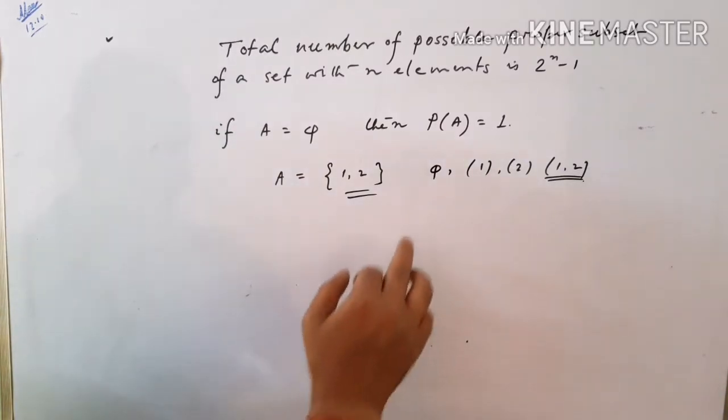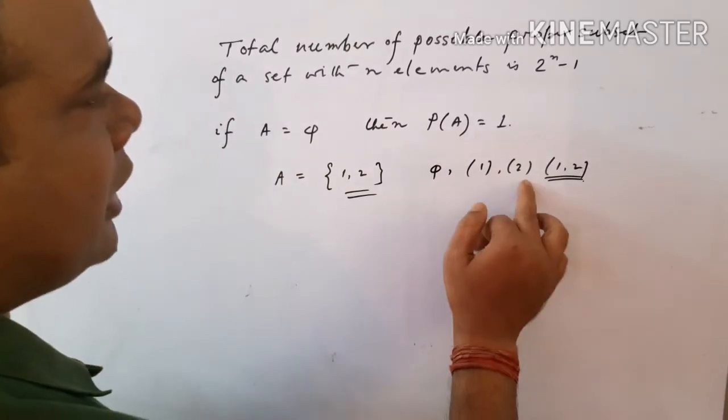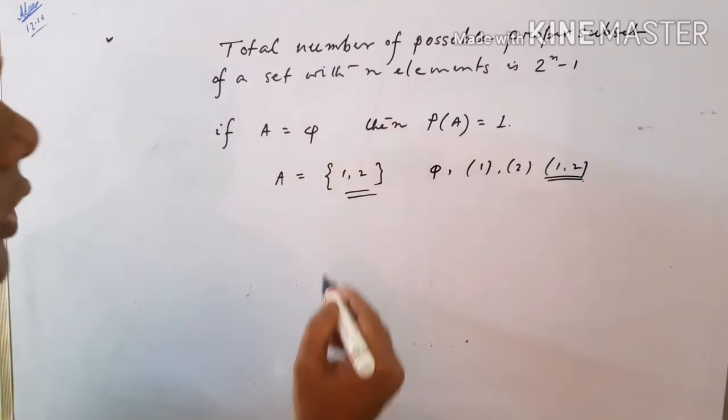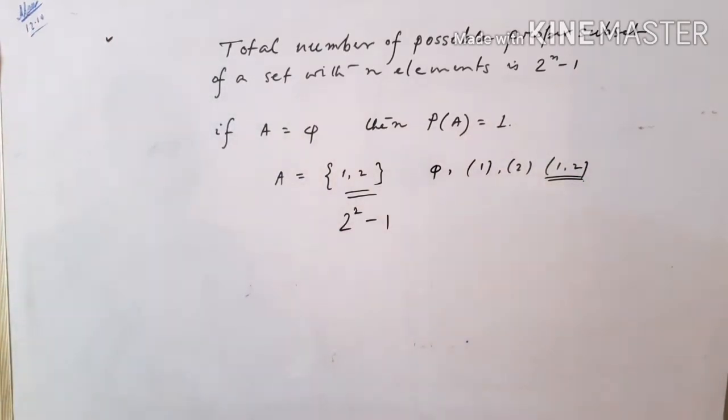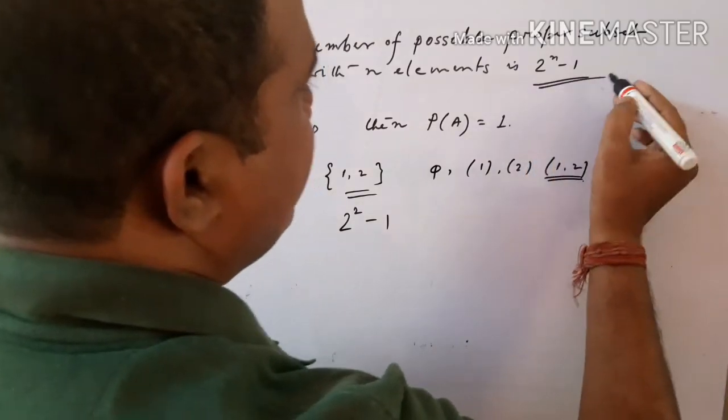So how many proper subsets are there? {}, {1} and {2}. So the total number of proper subsets is 2 to the power 2 minus 1. So for a set with n elements, the total number of possible subsets is 2 to the power n.